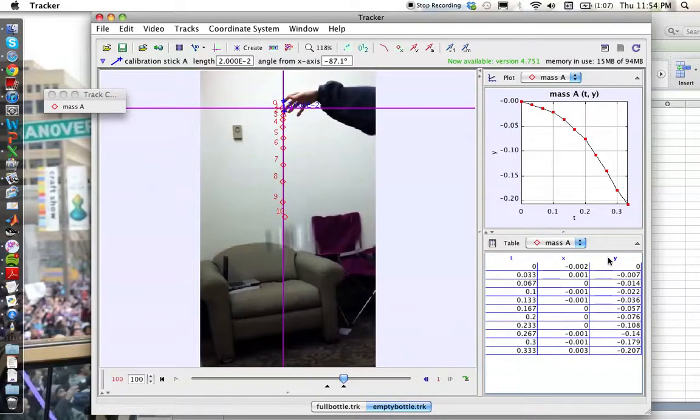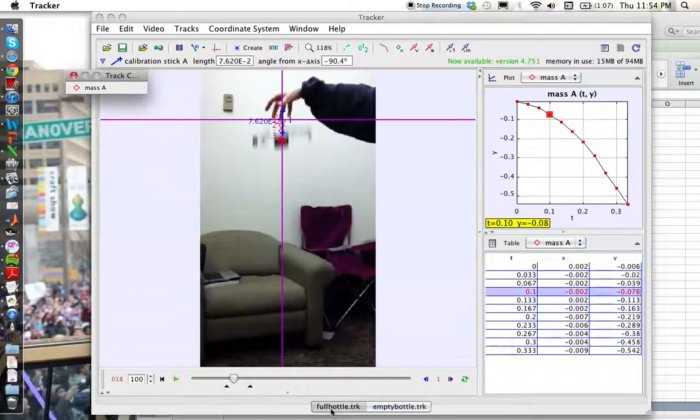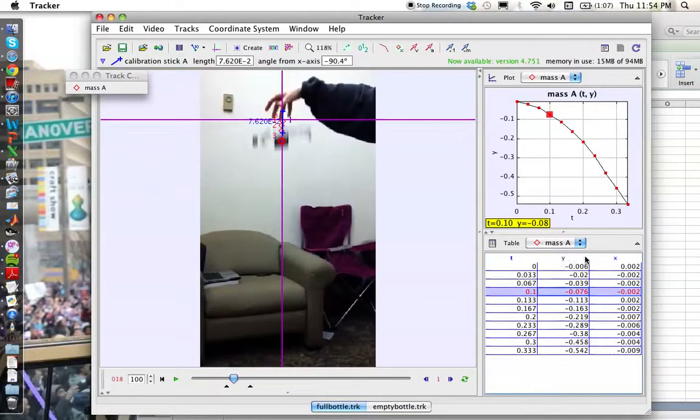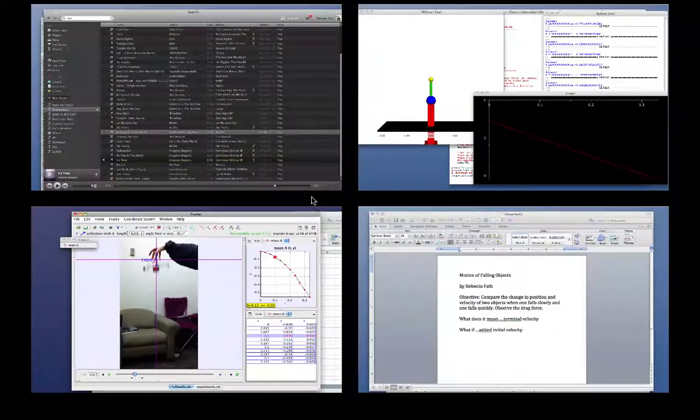As you can see, the crushed up water bottle only fell 0.207 meters in 0.33 seconds, whereas the full bottle fell 0.542 meters in 0.33 seconds. This is because even though they both had the same gravitational force acting on them, they have different forces of drag acting on them.